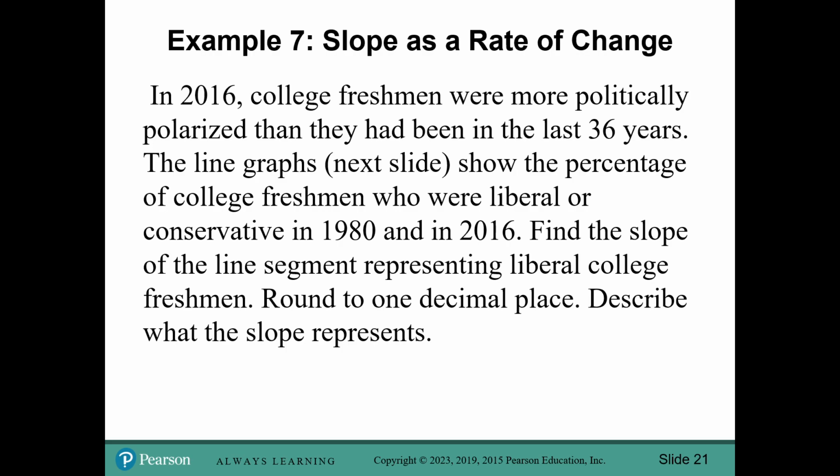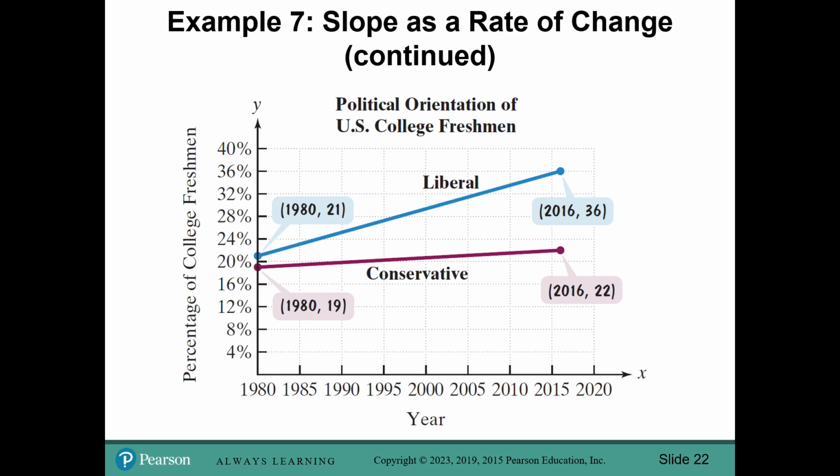In 2016, college freshmen were more politically polarized than they had been in the last 36 years. The line graphs in the next slide show the percentage of college freshmen who were liberal or conservative in 1980 and in 2016. Find the slope of the line segment representing liberal college freshmen. Round to 1 decimal point and describe what the slope represents. So let's look at the slide here.